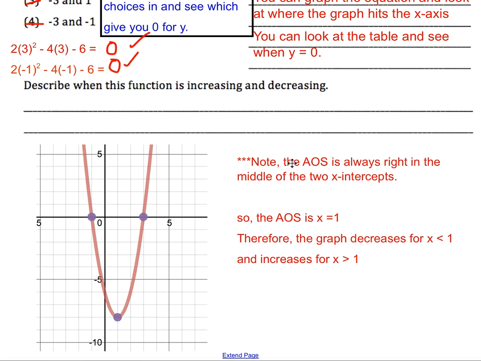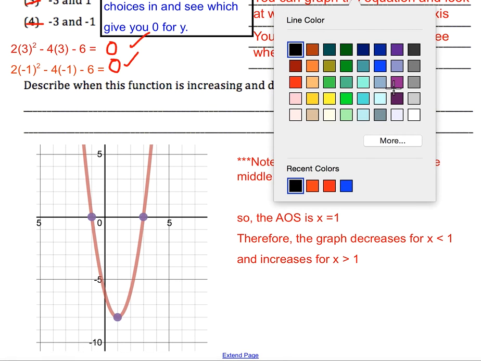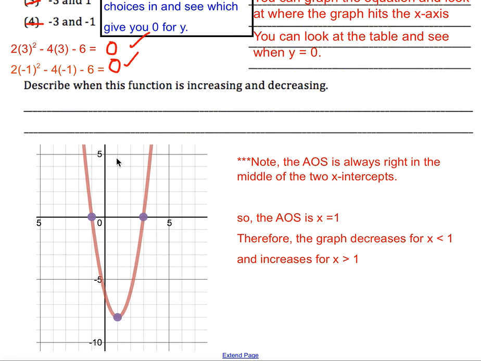Okay. Note, I want you to note the axis of symmetry is always right in the middle of the two x-intercepts. So if this is 4 spaces away, 1, 2, 3, 4, halfway is 2 spaces away. So I actually can draw in the axis of symmetry, and I'll do that in, let's see, we'll do purple. Okay, so the axis of symmetry would be here when x equals 1. Okay, so 2 spaces and 2 spaces. So that means the vertex is also when x equals 1, and in this case the vertex is 1, -8.